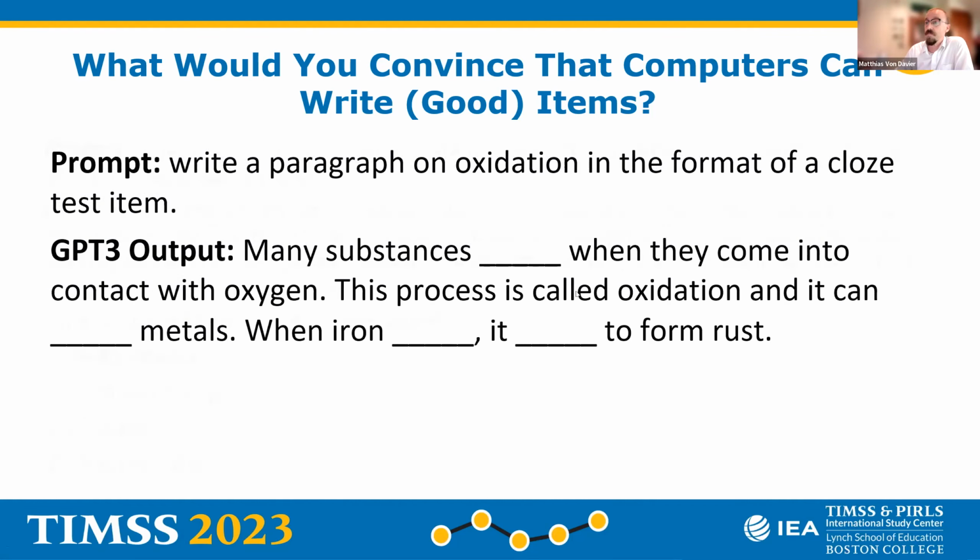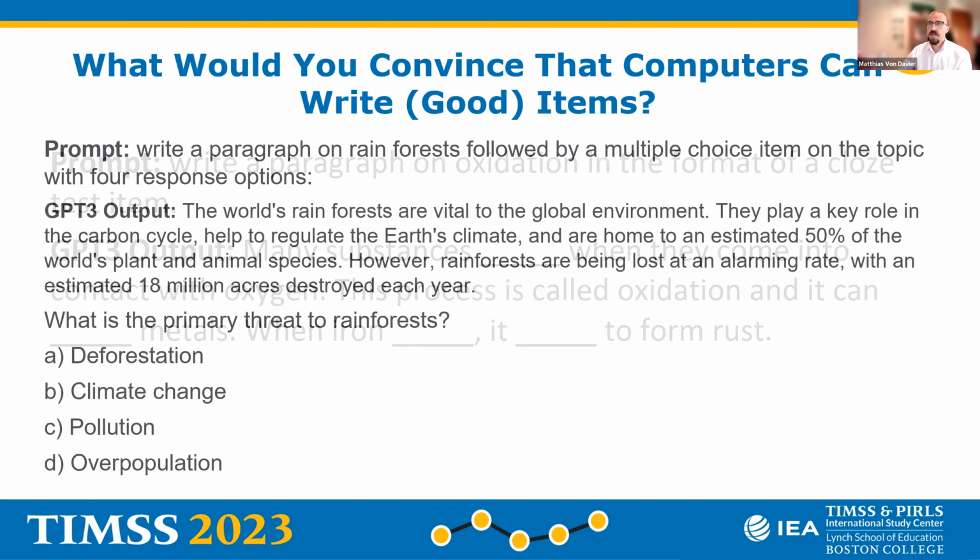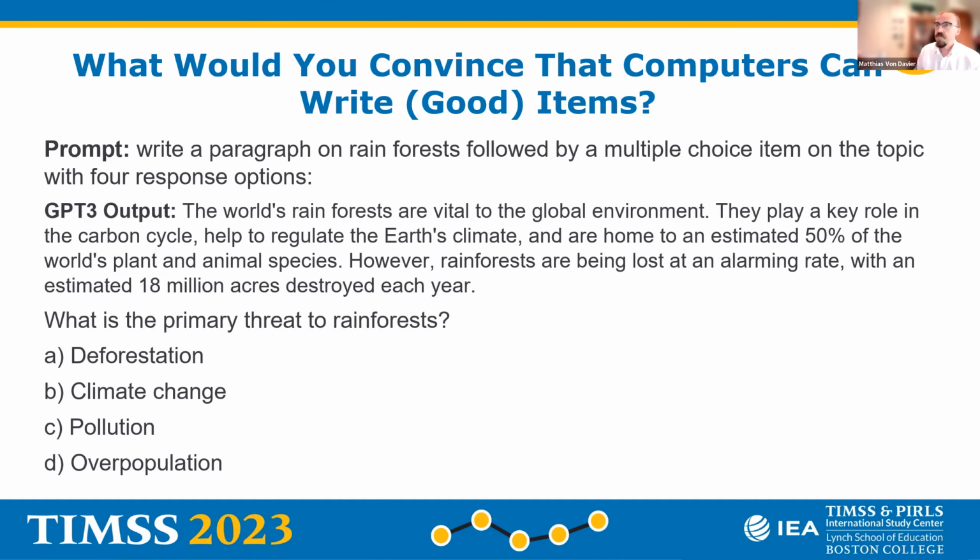Let's try another example. If you don't like multiple choice items, I told GPT-3, okay, maybe multiple choice, that's easy. Do a cloze item. It produces a cloze item. And then, I'm almost out of time, but I'm almost done here. Write a paragraph on rainforests followed by a multiple choice item on the topic with four response options. It writes a little paragraph.